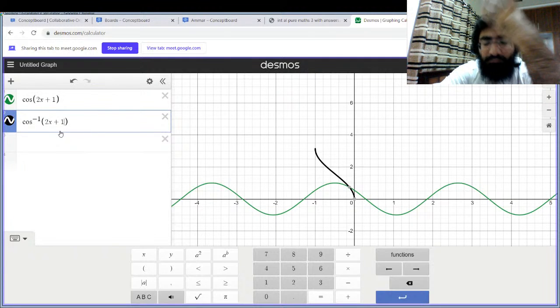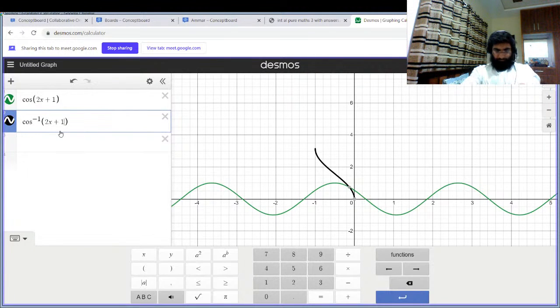So cos 2x plus 1. I'll just have to do cos x first, okay? And then I'll switch the domain and range, and I'll get an answer. And from there I have to take into consideration what's in the bracket and what's outside the bracket.